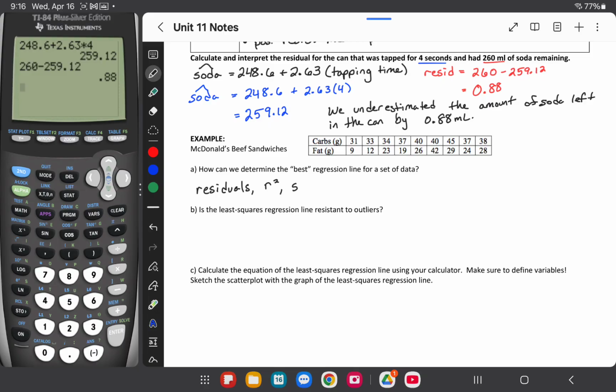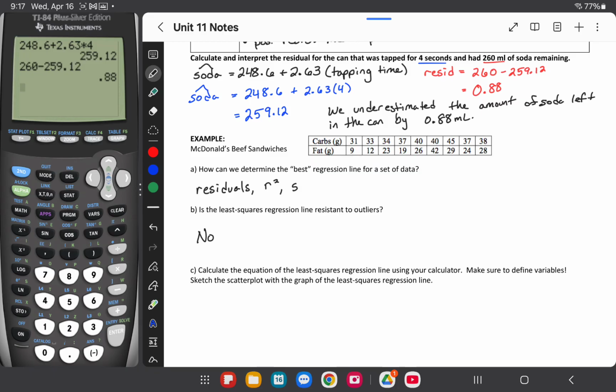So for today, we're going to focus on how we can use residuals to figure out our best regression line for a set of data. Now, is our least squares regression line resistant to outliers? The answer is no. In the same way that r, which was our correlation coefficient, was impacted by outliers and other influential points, our least squares regression line is also going to be affected by those outliers.